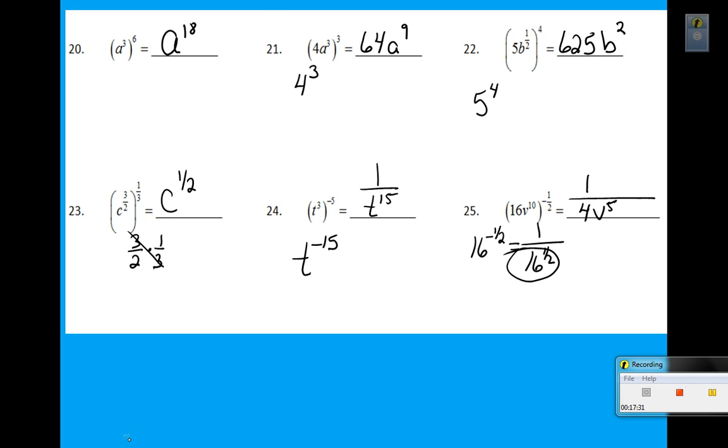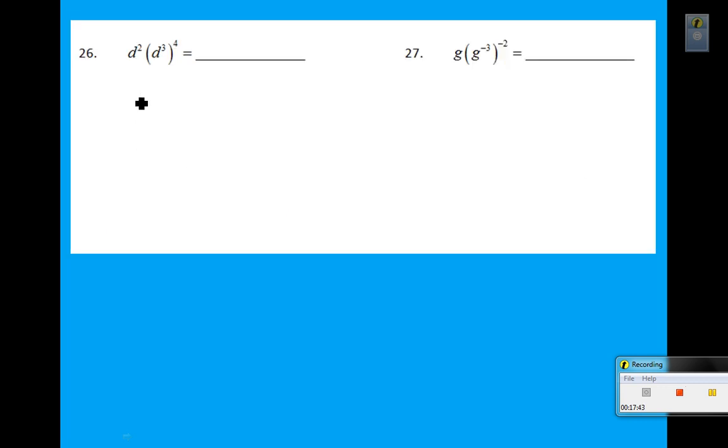And then 2 more before I switch gears on you. 26 had d squared times d cubed to the 4th. So I'm going to have d squared times d to the 12th. So I use one rule. Power to the power, you multiply the powers. Now since we're multiplying, we add those powers. So d to the 14th.